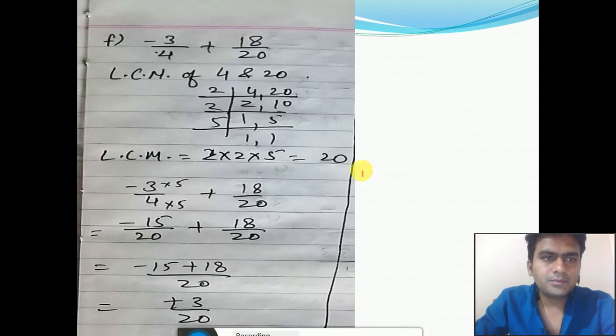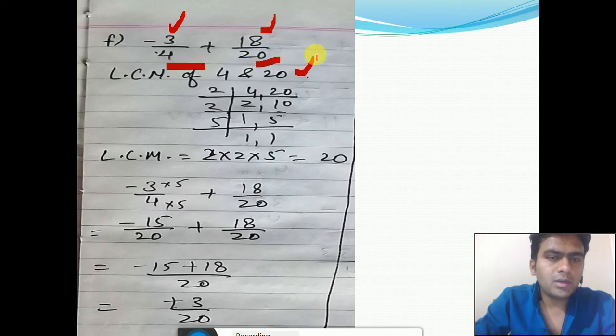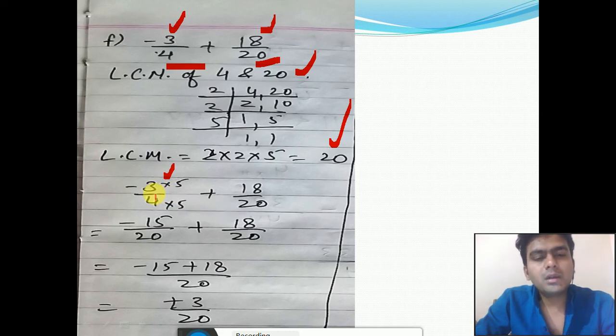Next question, F: minus 3 upon 4 plus 18 upon 20. So here also the denominators are different, so make the denominators equal. Take the LCM, so LCM is 20. So first number denominator is 4, so read the table of 4, 4 5s are 20, so multiply the denominator by 5 as well as the numerator by 5. So this number now minus 3 becomes minus 15.